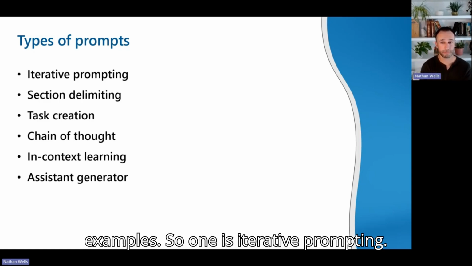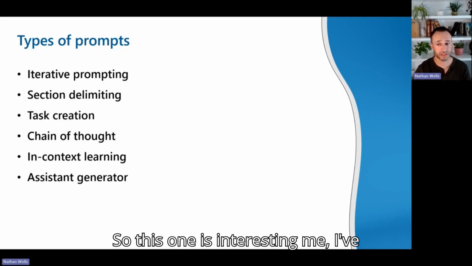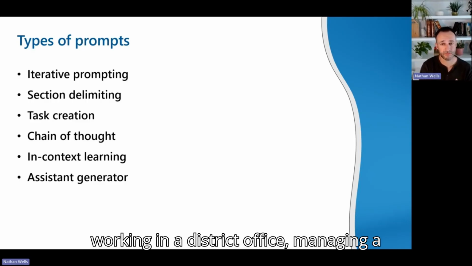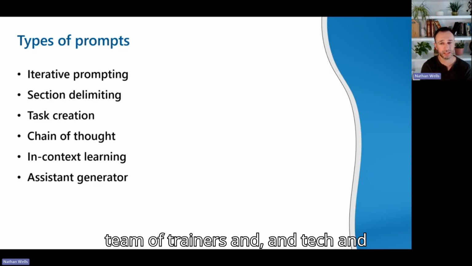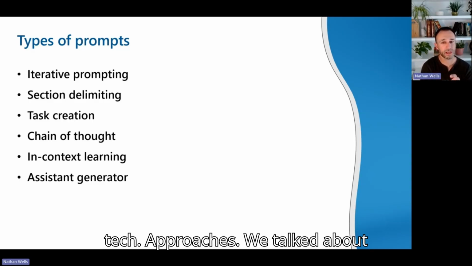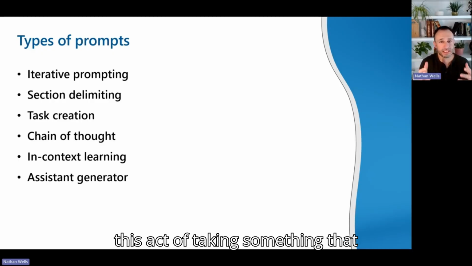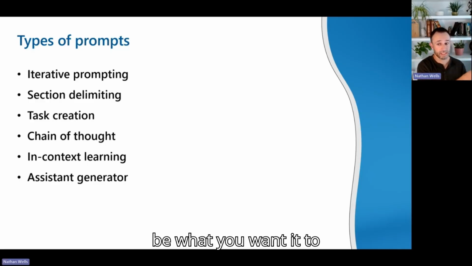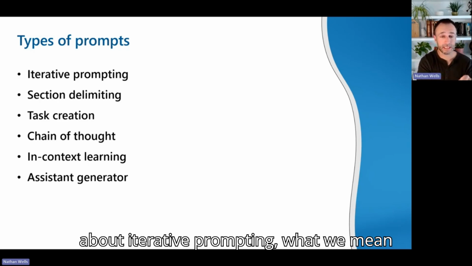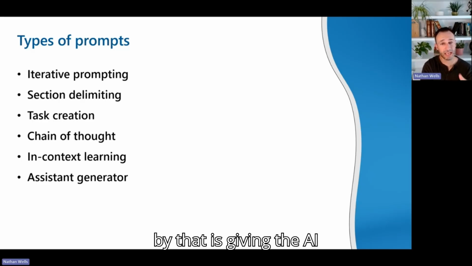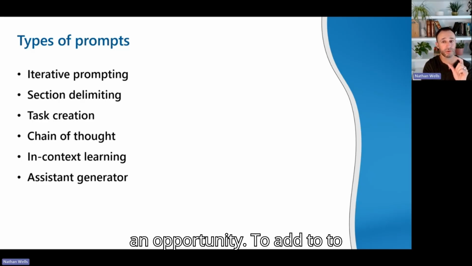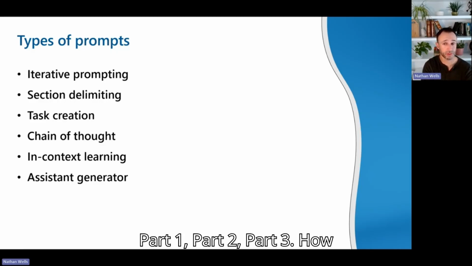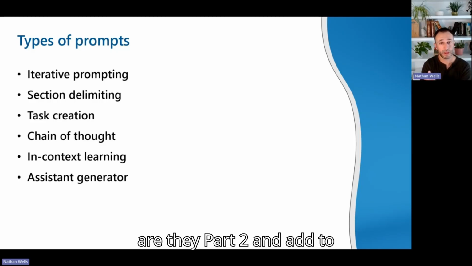So one is iterative prompting. This one is interesting to me. I've always appreciated iteration, especially coming from an education background, a tech coach background, working in a district office, managing a team of trainers and tech coaches. We talked about iteration a lot because iteration is this act of taking something that you tried and remaking it to be what you want it to be, right? So when we talk about iterative prompting, what we mean is giving the AI an opportunity to make better what it did originally. And usually what this looks like is a part one, part two, part three, however many parts you want to add to your prompt.